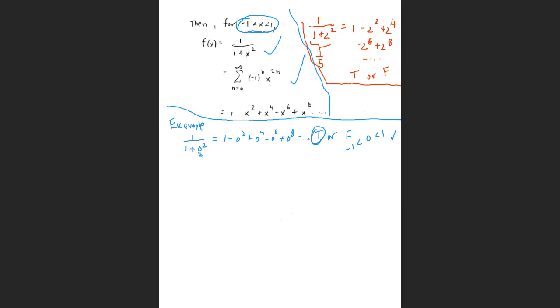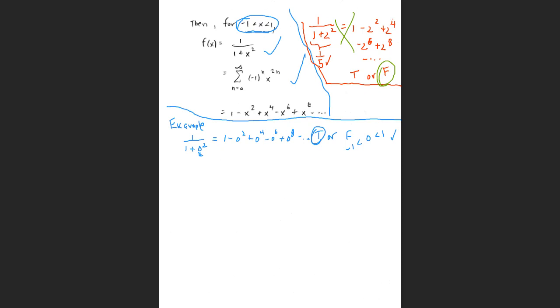What do you think? Do you think that 1 minus 2 squared plus 2 to the 4th minus 2 to the 6th power plus 2 to the 8th power is going to equal 1/5? All right, so this is false. This is false. Now, why didn't that work out? That's not true.